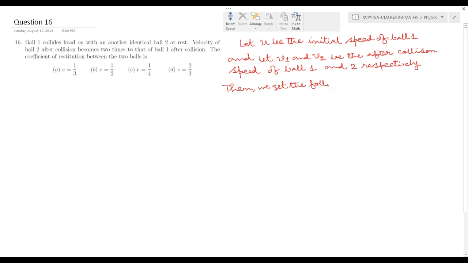So V1 is the speed of the first ball after collision. That should be equal to (1 minus e)/2 times u, where u is the initial speed of ball 1, and V2 is equal to (1 plus e)/2 times u. So according to the question, what is V2? V2 is equal to 2 times V1. If you read the question, after collision, the velocity of ball 2 becomes 2 times that of ball 1. So according to the question, what do you get?